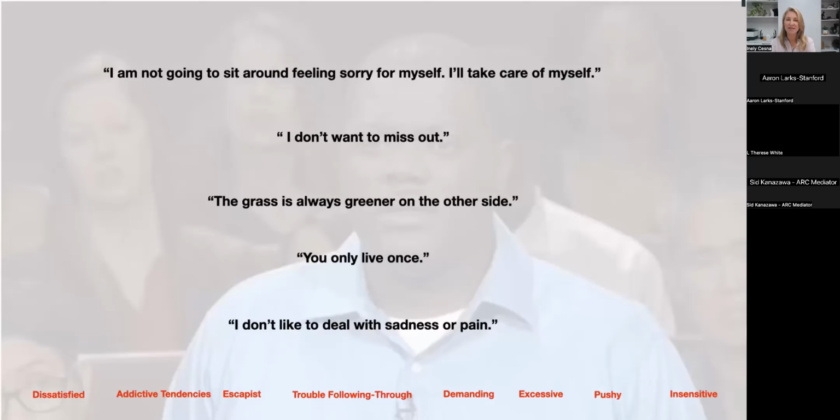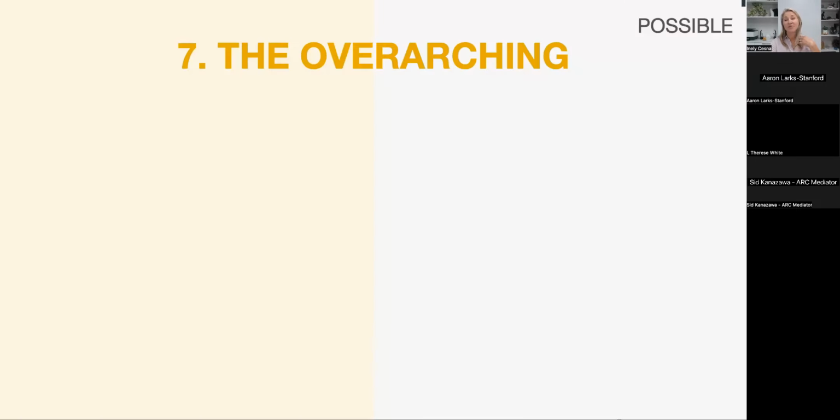And the red flags here become this place of being dissatisfied. I look for addictions out there, whatever can distract me and give me a little joy, a temporary joy. So there's this escapist aspect of what I'm doing. I have trouble following through, very demanding and excessive, kind of pushy and insensitive, objectifying others and the situation.